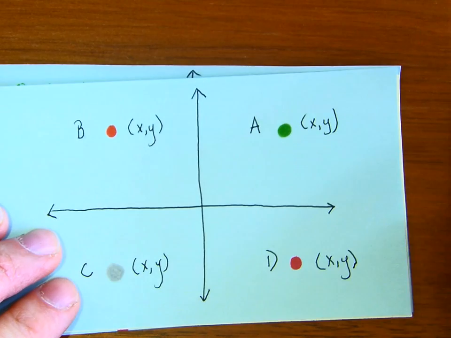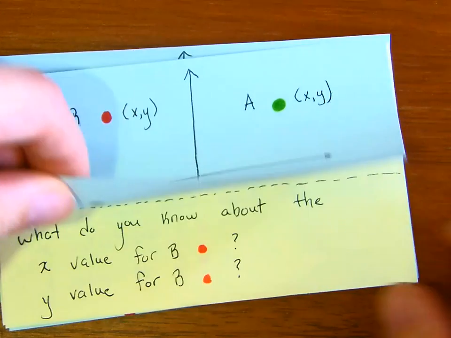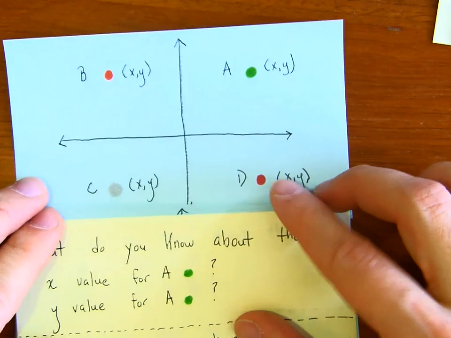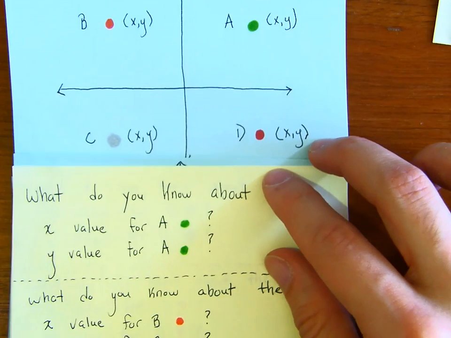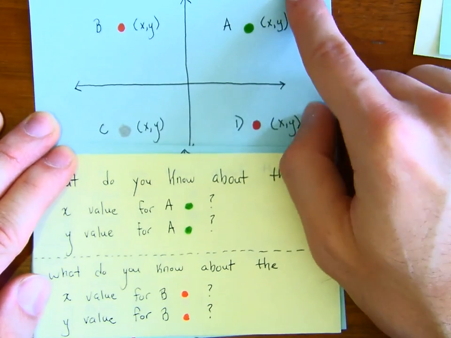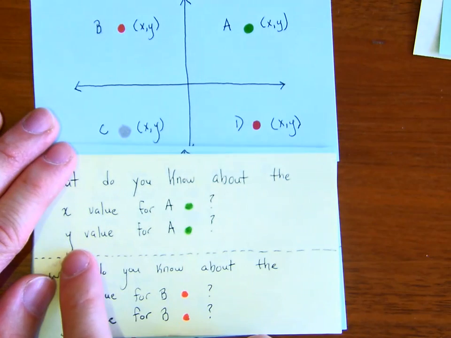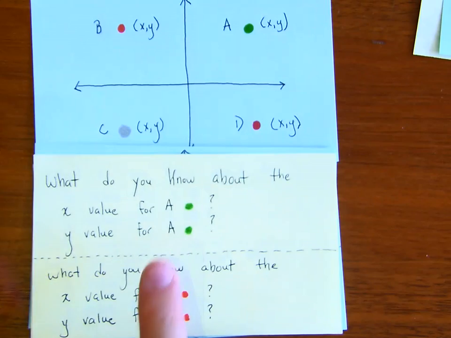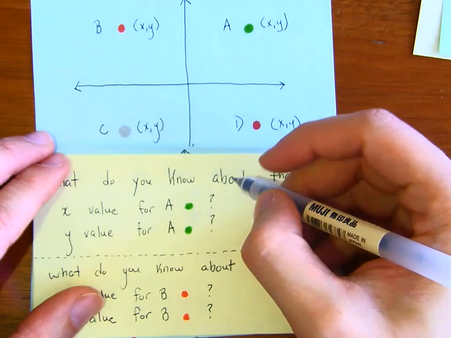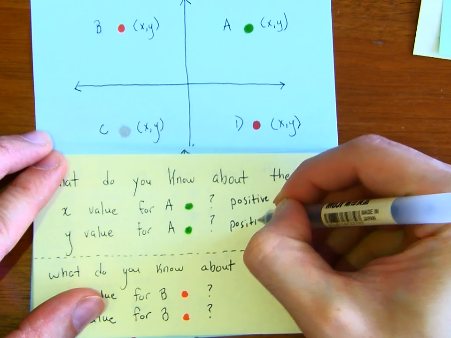Let's imagine we have these points A, B, C, and D. What do you know about the point A? If you think about the x value for point A, what has to be true? What do you know has to also be true for the y value of point A? Why don't you pause the video and think about it. What has to be true? This value has to be positive, and this value also has to be positive.